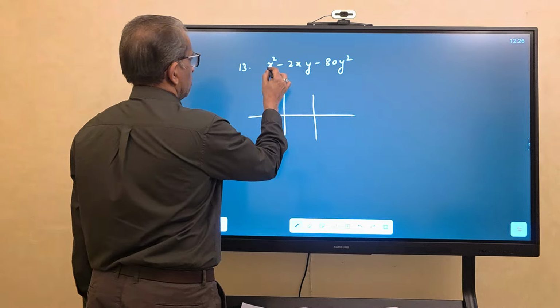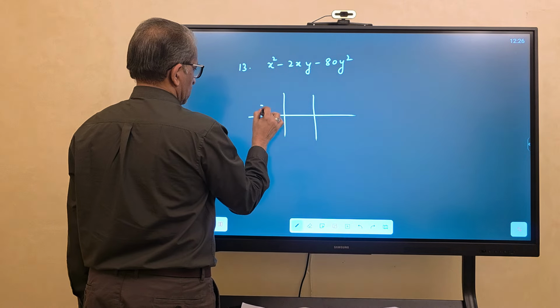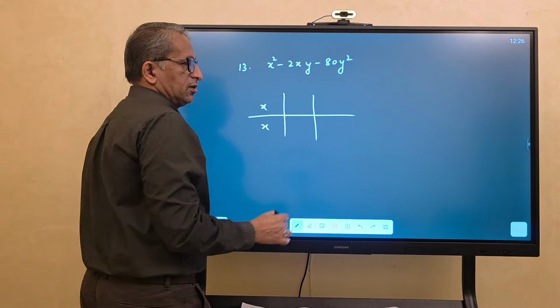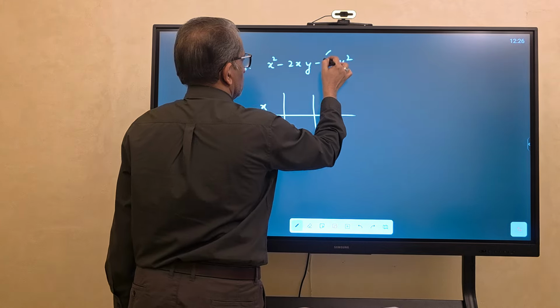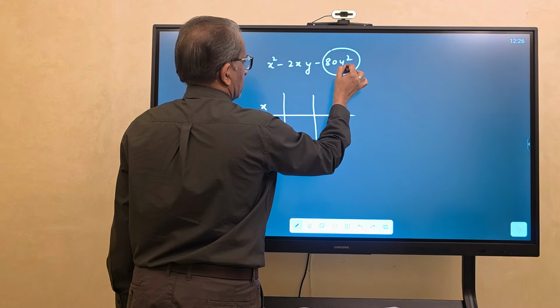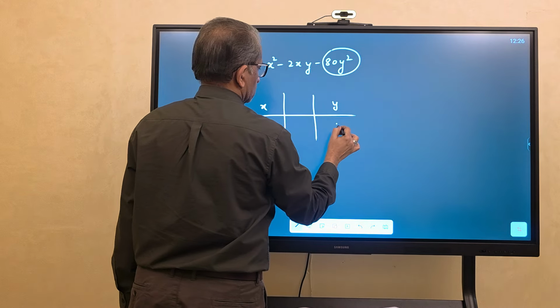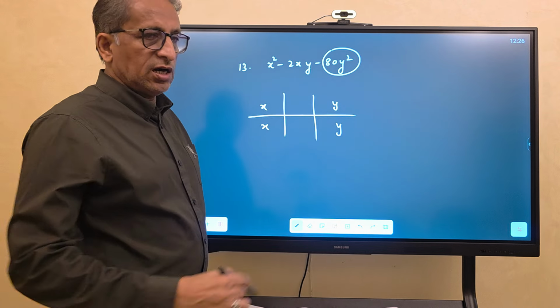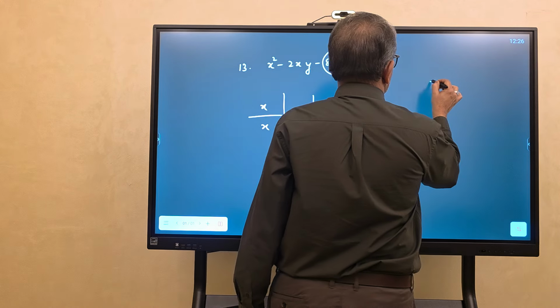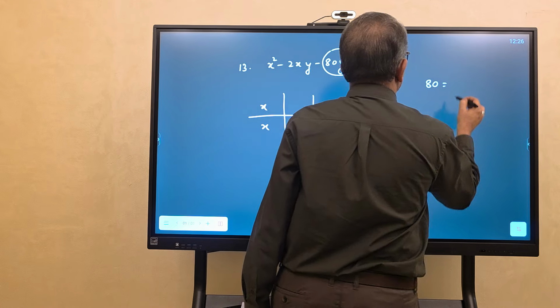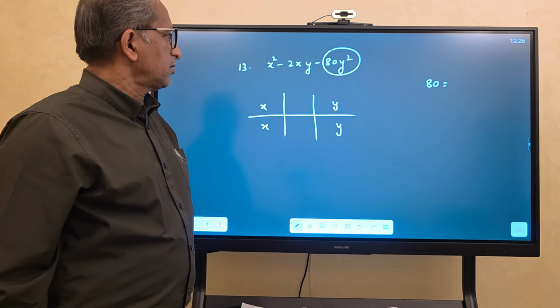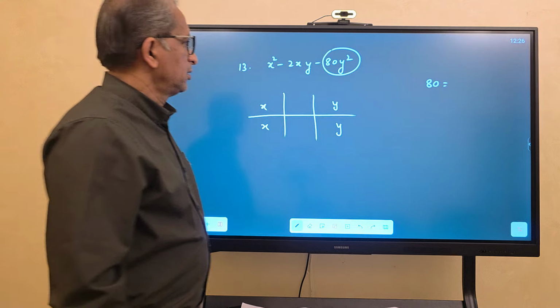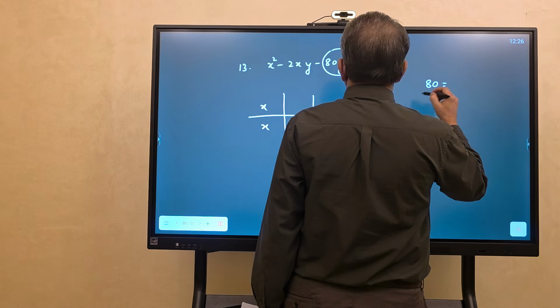I write here, what are the factors of x square? x, x. So here we have two terms. The factors of y square I can write down as y, y. So I will take that 80 outside. You see, I take 80. Find the factors of 80. So what are the factors of 80?